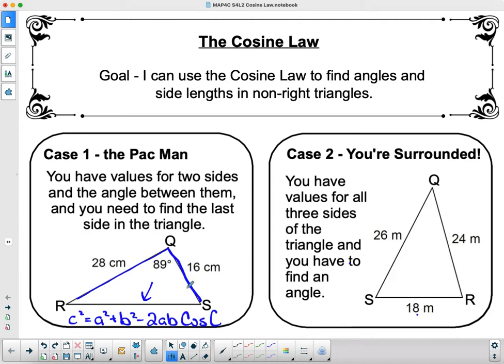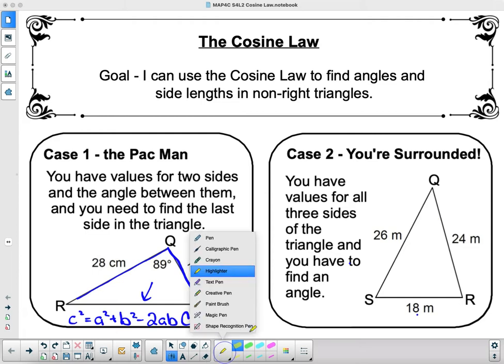Now, why is this called the Pac-Man? I'm glad you asked. It's called the Pac-Man because we have two sides that are eating an angle, and it just kind of looks like Pac-Man to me. I don't care if it doesn't look like Pac-Man to you. It looks like Pac-Man to me, so we're going to call it the Pac-Man.